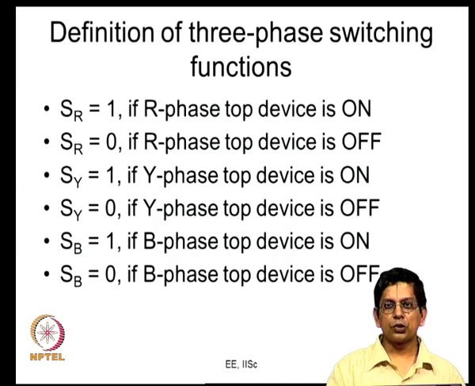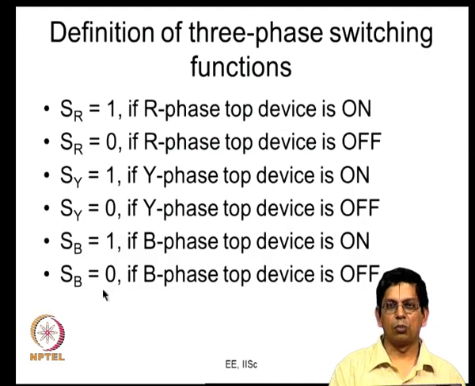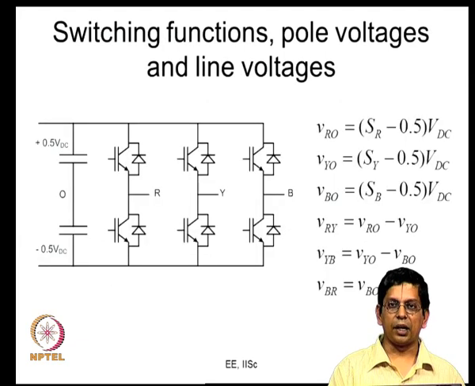So, these are the switching functions which we have defined for our convenience. If you say SR is equal to 1, SY is equal to 0 and SB is equal to 0, what we mean is SR equals 1 means the R phase top device is on, SY equals 0 means Y phase bottom is on, SB equals 0 means B phase bottom is on. So, this is a way to define the different switches which are actually conducting.